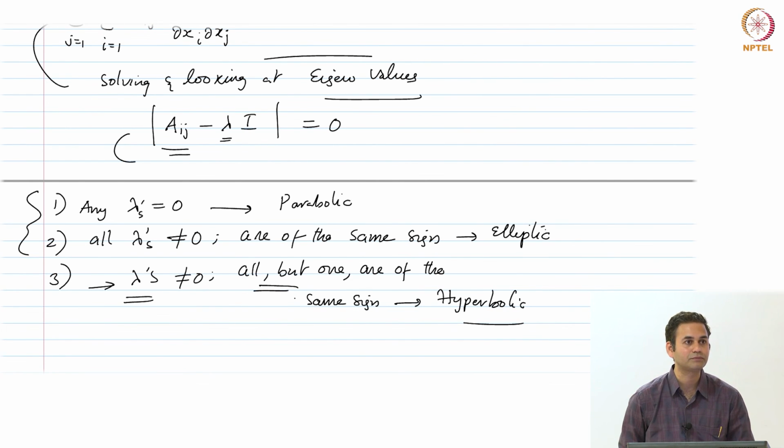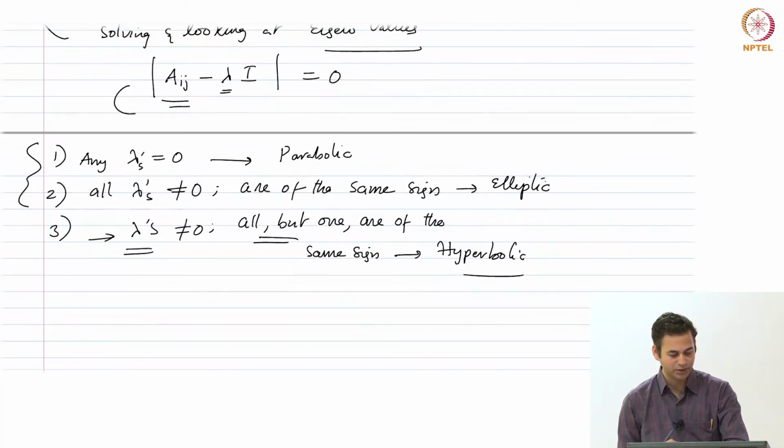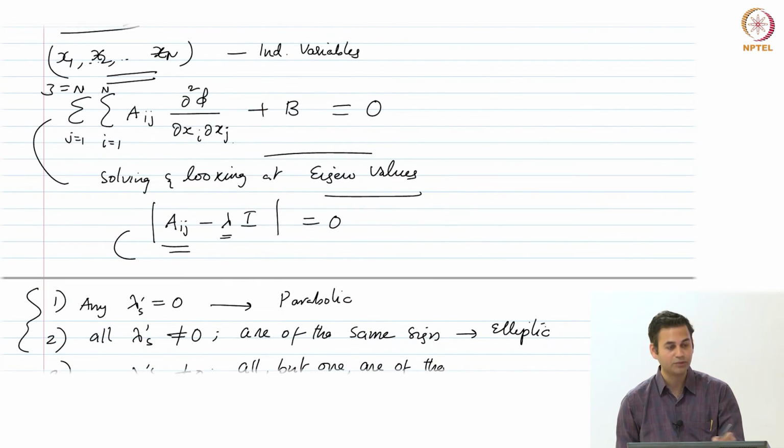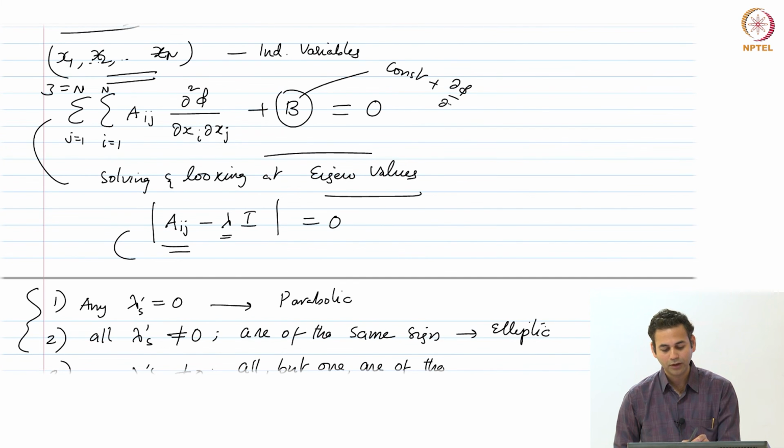In this equation itself, of course, there will be terms with partial phi, partial x. They are all absorbed into B, because we are only looking at the highest derivatives to classify this equation. So B is not a constant but contains the constants plus all the first order derivatives, partial phi, partial xi.